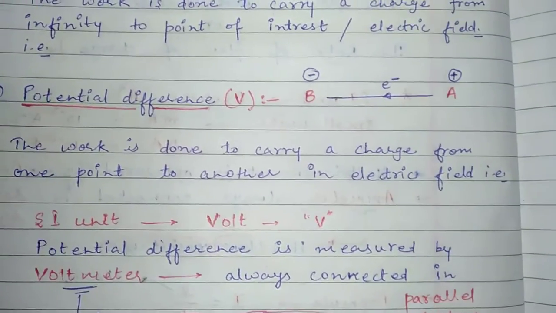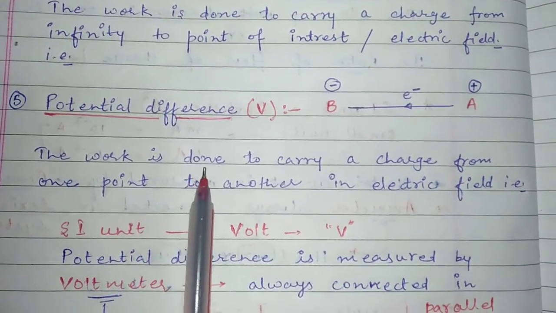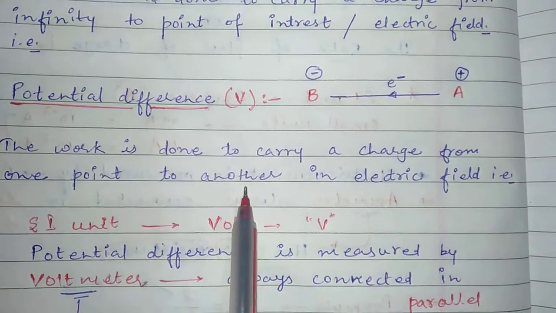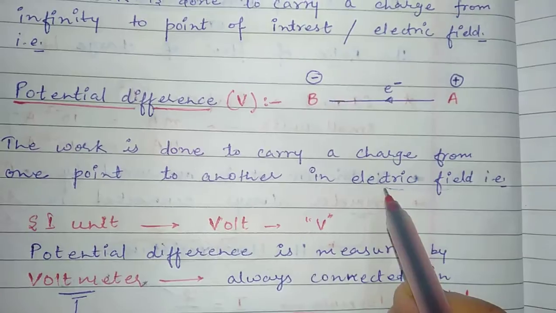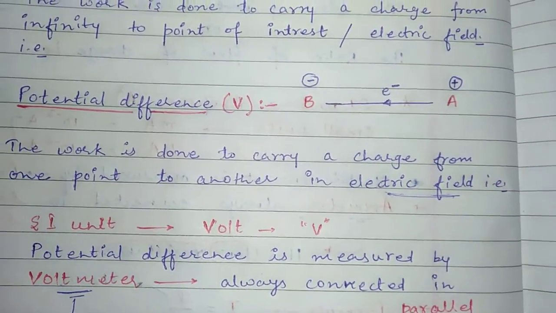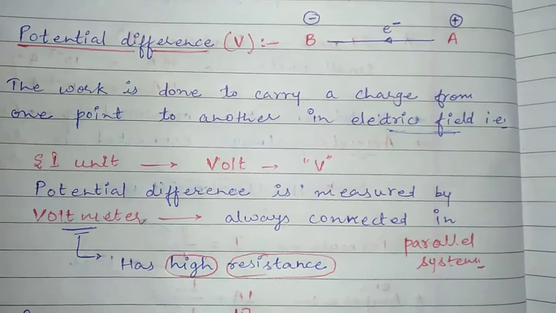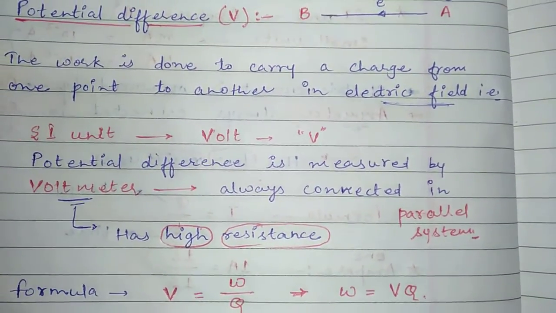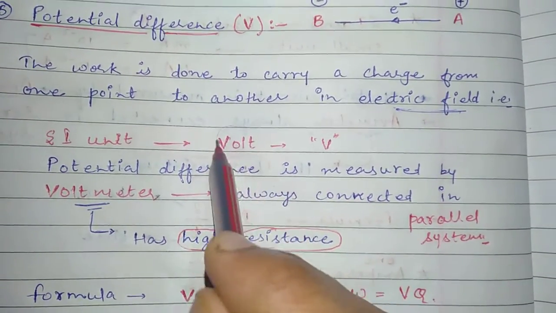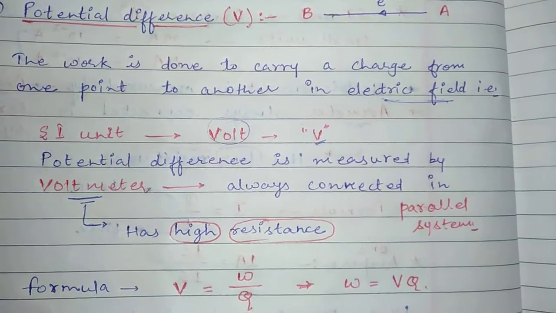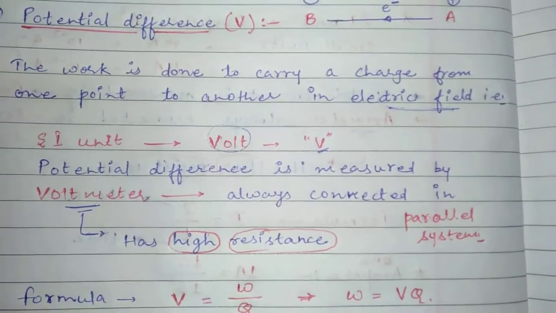Then what is the definition? The definition is: the work done to carry a charge from one point to another point in an electric field. Yes, in our electric circuit also we can say. Then, students, we will discuss the SI unit of potential difference, that is volt, denoted by V. Then, students, how can we measure the potential difference?